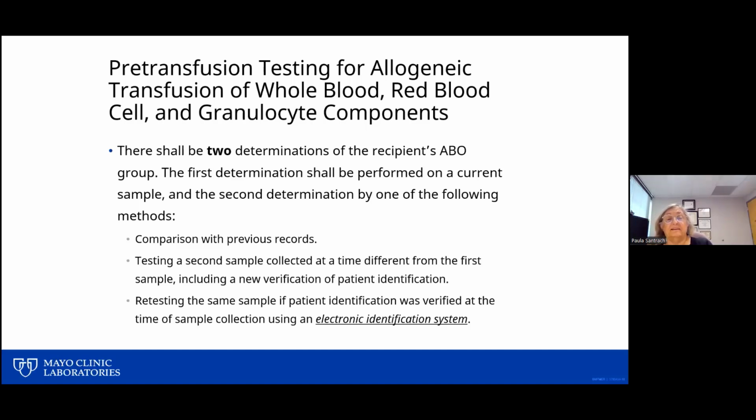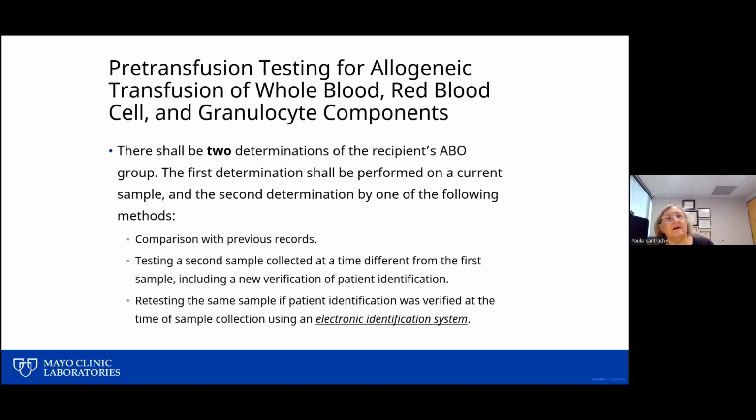Or testing a second sample collected at a time different from the first sample, including a new verification of patient identification. So if you've never seen the patient before, and this is the first time you're planning on transfusion, you will need to get another sample independently, so that the 2 blood types will match. And if you use an electronic identification system at the time of sample collection, so that you know for sure that the blood in the tube is the blood in that patient, you can type that same sample again to verify that it is the correct blood type. So those are the options.